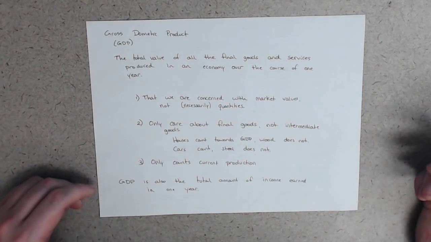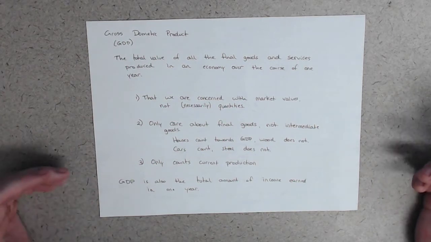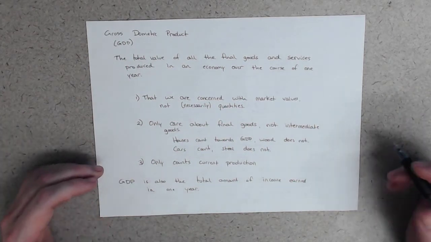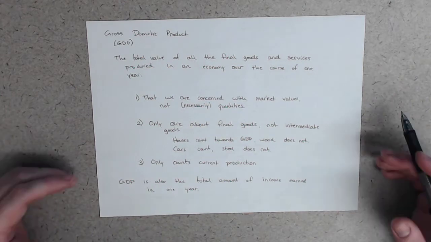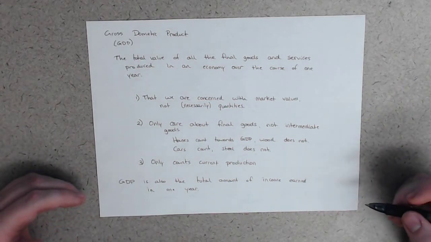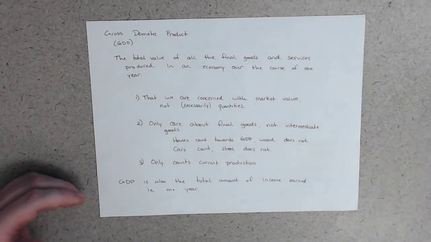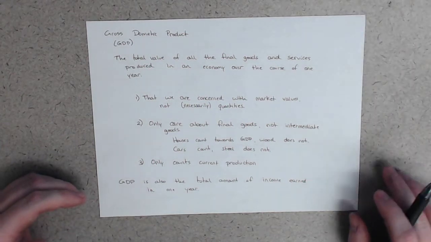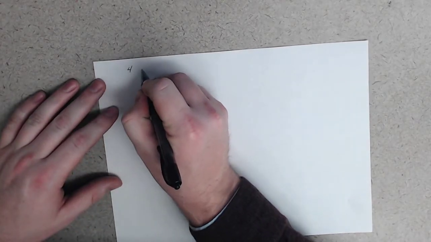And so banking would be a financial service that you purchase, right? And spending it is obviously spending. And so GDP can also be thought about as the total amount of income earned by an economy in 1 year. Okay. Now, when it comes to GDP, there are 4 components.